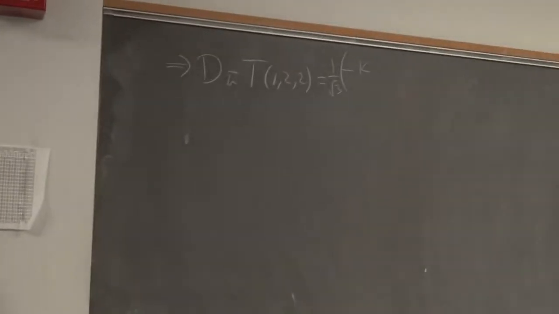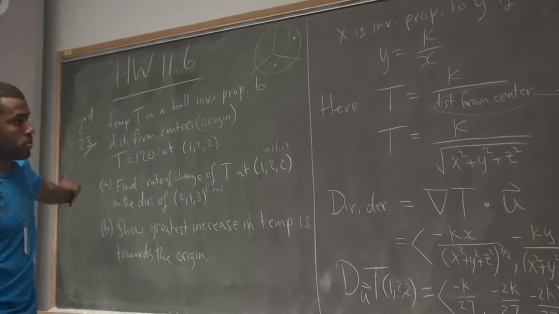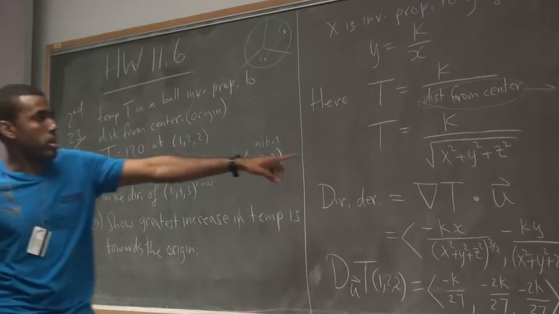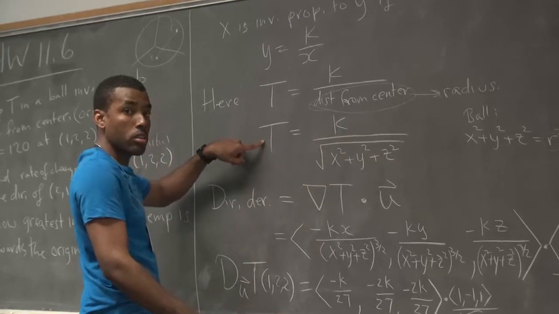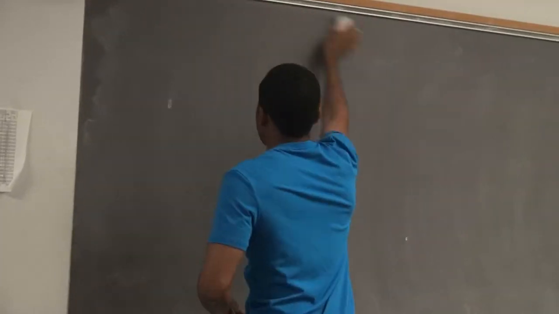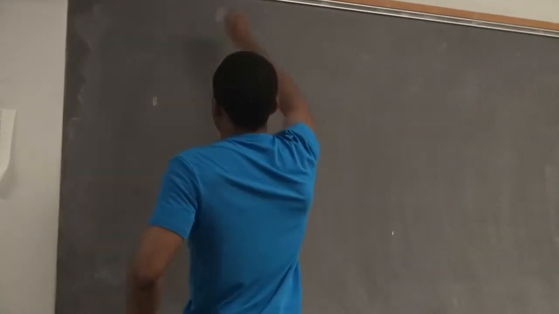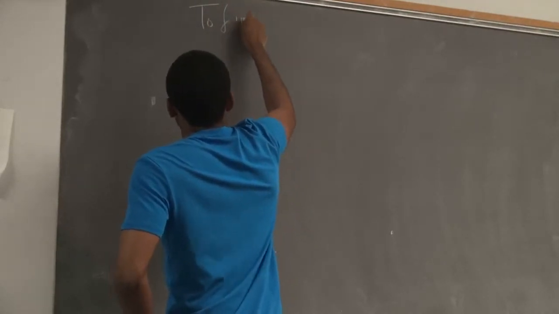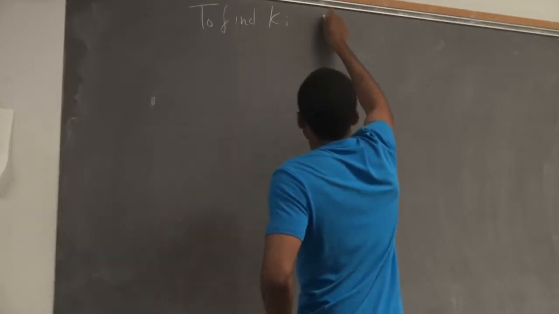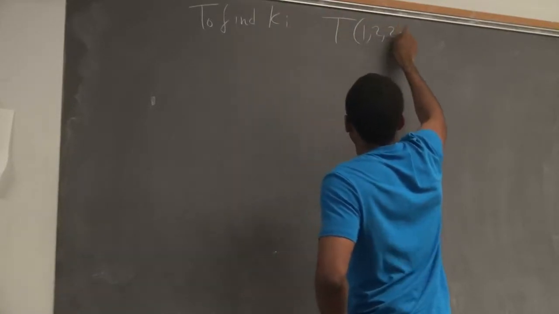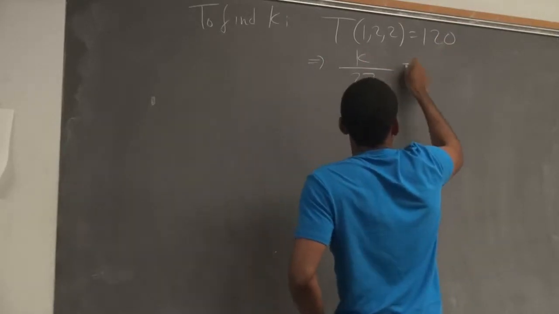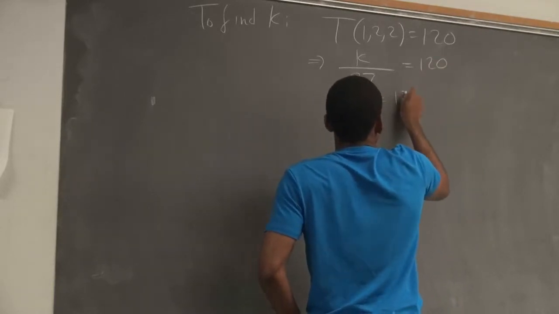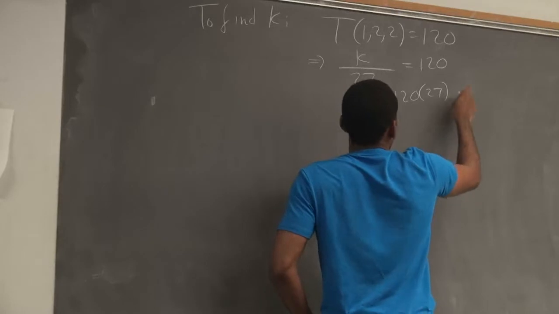You can plug in 120 for t, and then plug in 1, 2, 2 here, and actually solve for k. Would you prefer me to do that? To find k, we know that t at 1, 2, 2 is equal to 120. This means k over 27 is equal to 120, so k is equal to 120 times 27, which is whatever.